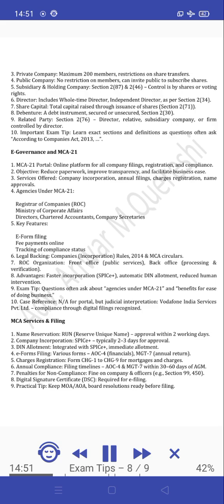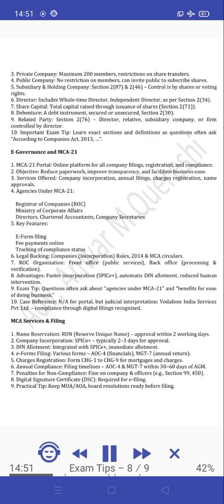4. Agencies under MCA 21. Registrar of Companies, ROC. Ministry of Corporate Affairs. Directors, Chartered Accountants, Company Secretaries. 5. Key features. E-form filing. Fee payments online. Tracking of compliance status. 6. Legal backing. Companies (Incorporation) Rules, 2014 and MCA Circulars.